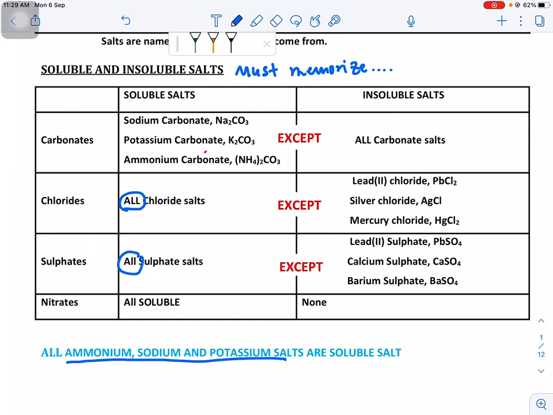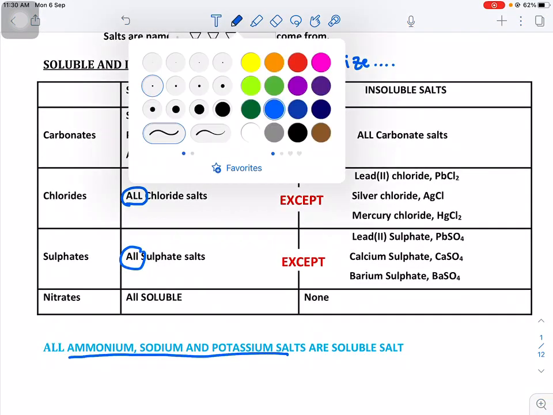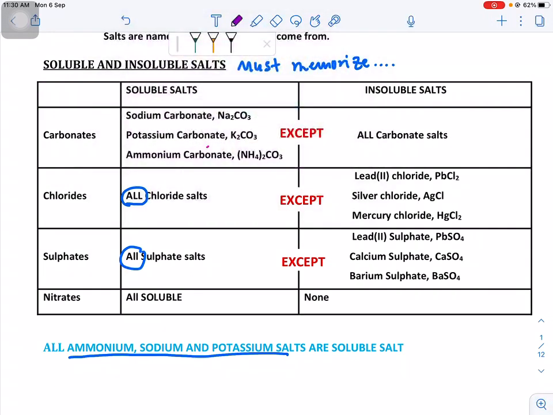Okay, so you need to have your own mnemonic to memorize this table. You can have your own lyric and so on, so that you can memorize it very well. For me, I have one suggestion for you. For the ammonium, sodium and potassium, I use anak. A for the ammonium, so I pakai anak.